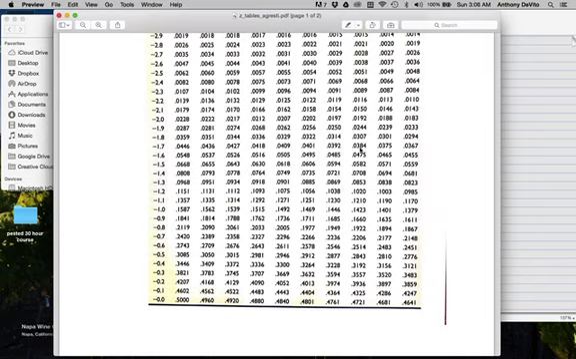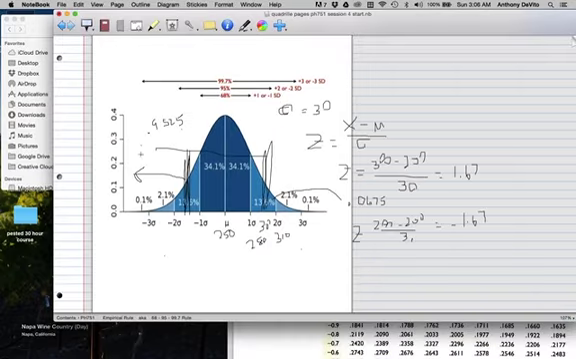That represents 4.75. Oh, I made a mistake. We'll go back and correct that. That's 4.75%. That's 0, 4, 7, 5. Right?